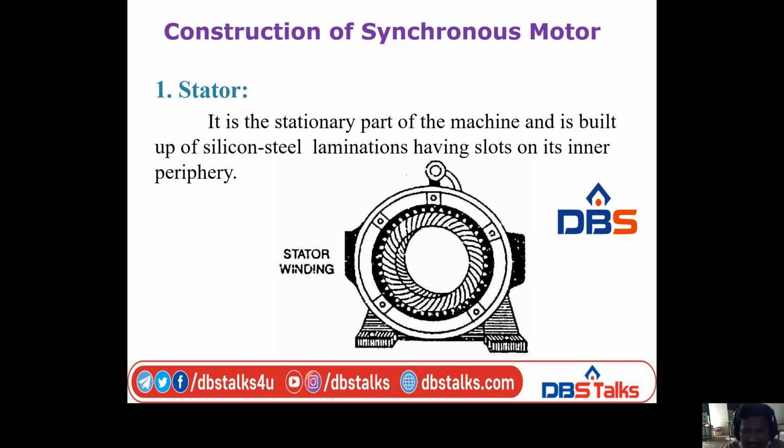So it consists of a stator and rotor. The stator is the stationary part and the rotor is the rotating part. Now the stator is built up of silicon steel laminations and has slots on its inner periphery. So look at the picture, this is the stator. In its inner periphery, the slots are made. In these slots we put the conductors, right? Now the stator has three parts: stator frame, stator core, and stator winding.